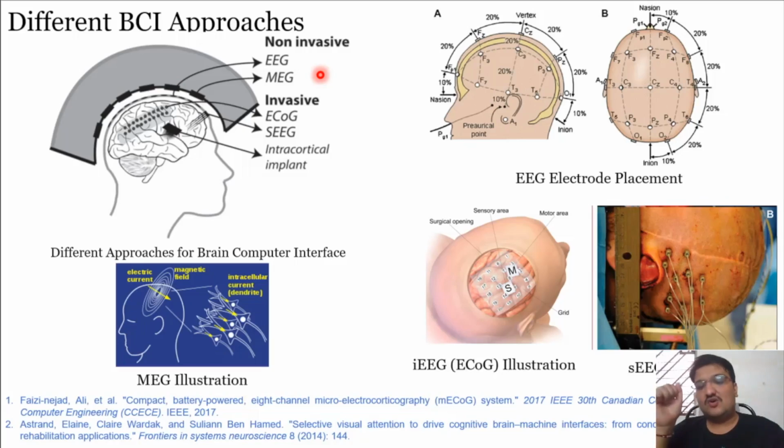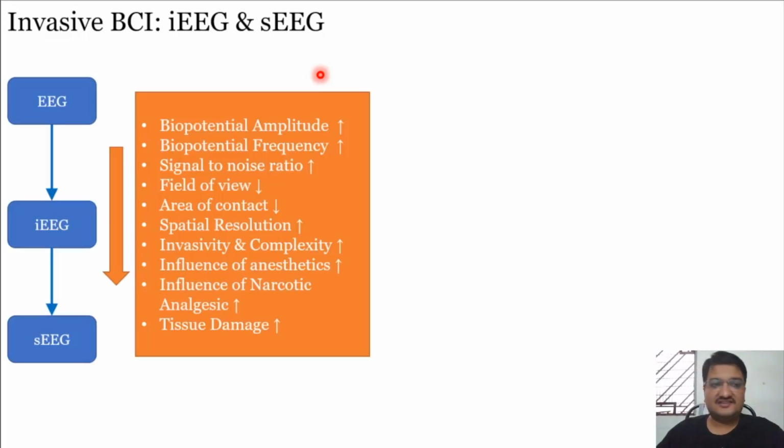So we will discuss the comparison between these three techniques, and why we should go for intracranial EEG and SEEG. Additionally, we will see how the parameters and affecting factors change when you go from EEG to intracranial EEG to SEEG. So these are very important points which I have noted down.